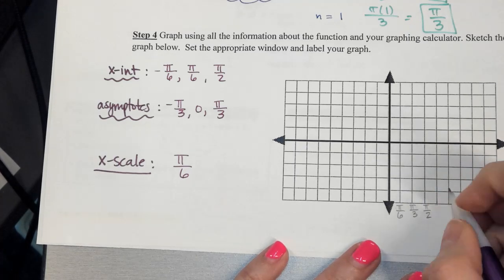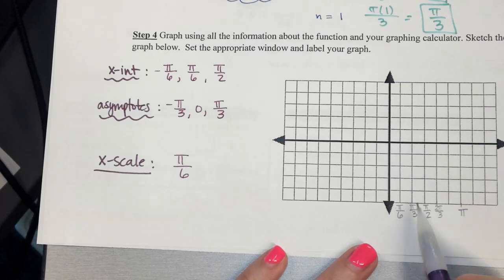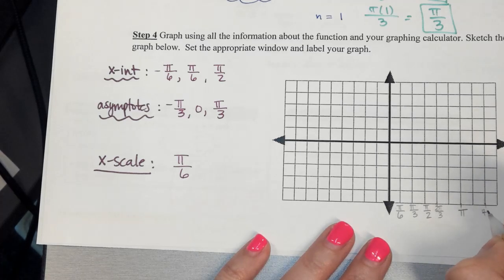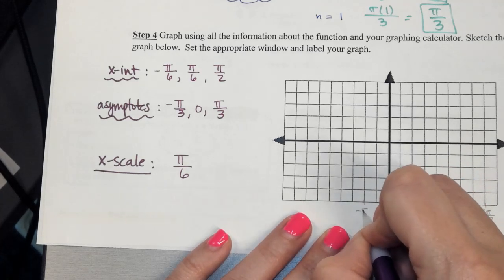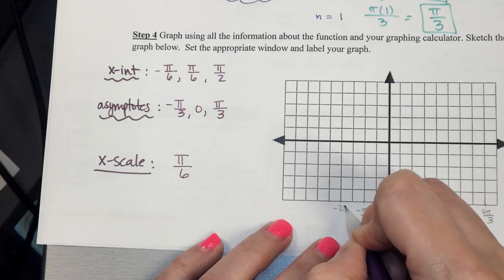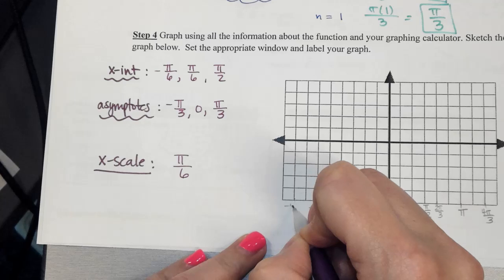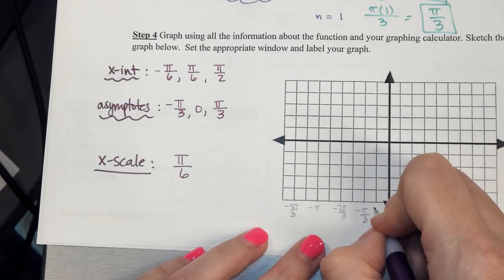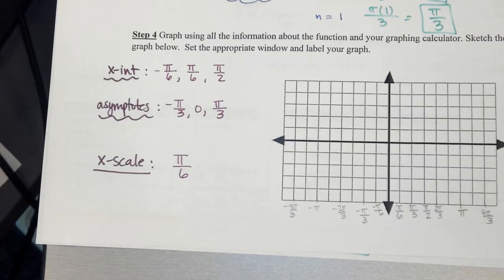You guys know what 4 pi/6 reduces to? Yep. Also, this is like 1 pi/3, 2 pi/3, 3 pi/3. This would be 4 pi/3. So you can also think of it as every other one, you're going by pi/3. So -1 pi/3, -2 pi/3, -3 pi/3. But I also want to label my -pi/6 because I'm going to put something there.